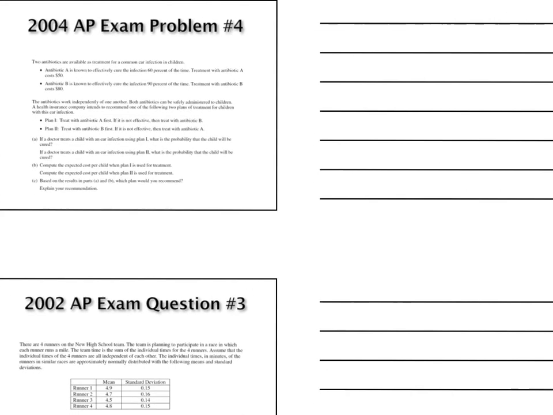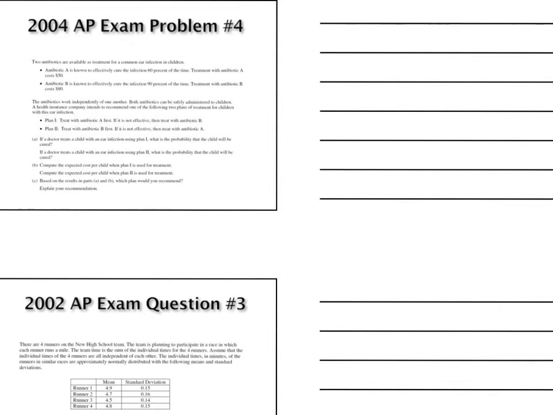Okay, so we did this one in class, but it's a great example of how to set up a probability distribution table when you're not given it. So 2 antibiotics are available as treatment for a common infection in children. Antibiotic A is known to effectively cure the infection 60% of the time. Treatment with antibiotic A costs $50.